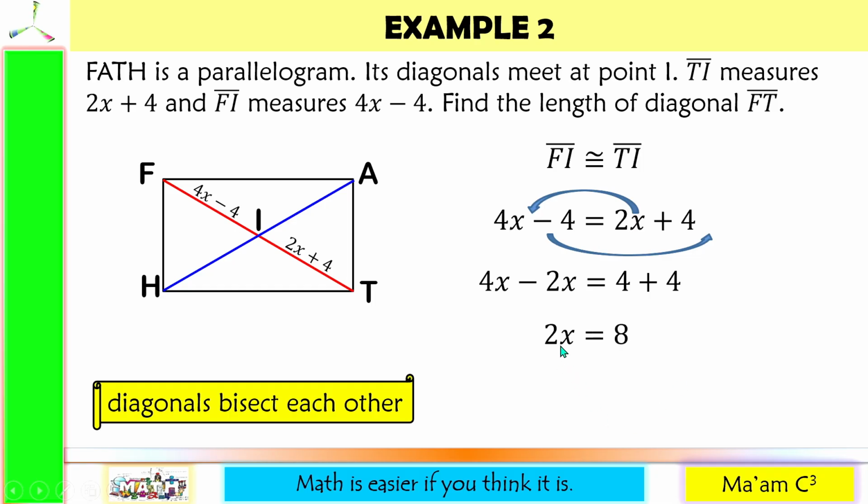To solve for the value of x, let us divide both sides by 2. This 2 here will cancel out. And 8 divided by 2 is equal to 4. So x is equal to 4.